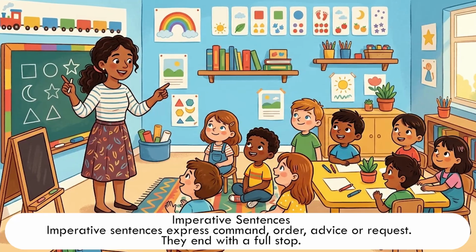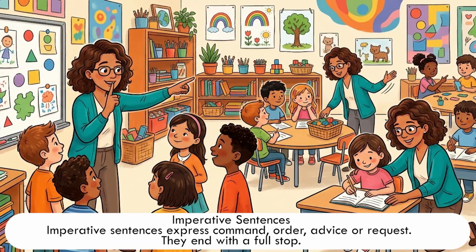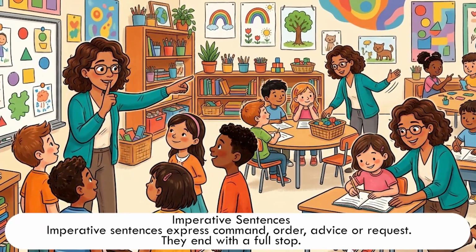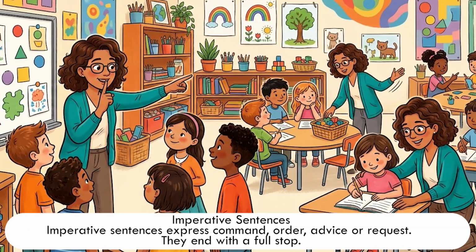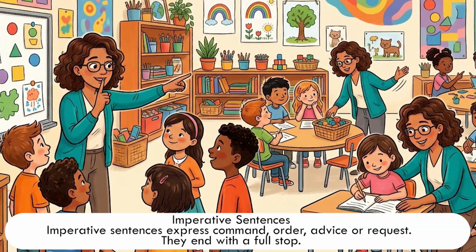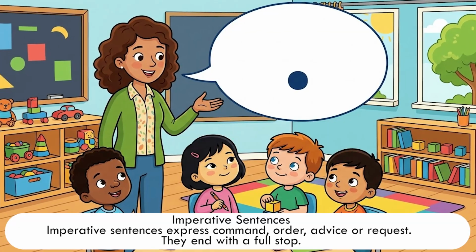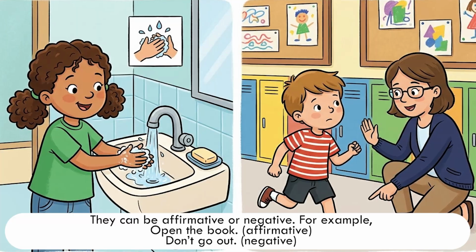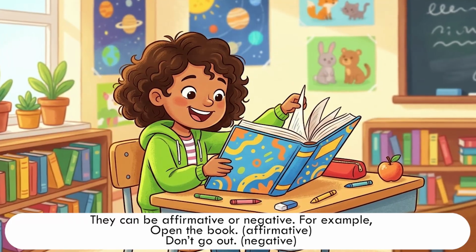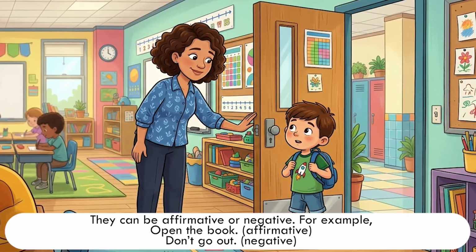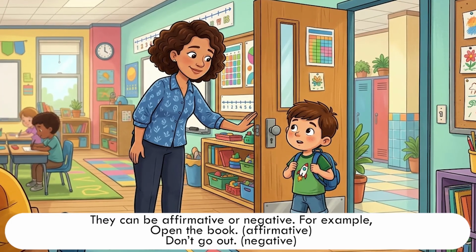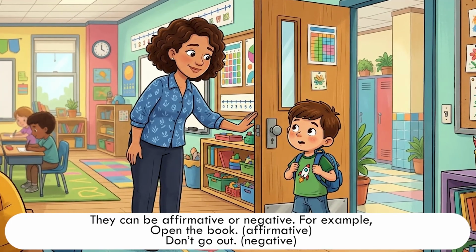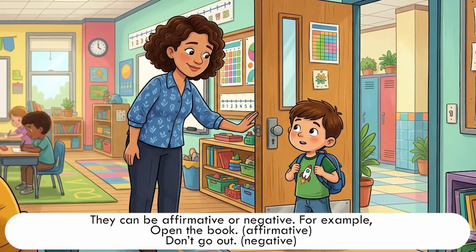Imperative sentences. Imperative sentences express command, order, advice or request. They end with a full stop. They can be affirmative or negative. For example, open the book. Affirmative. Don't go out. Negative.